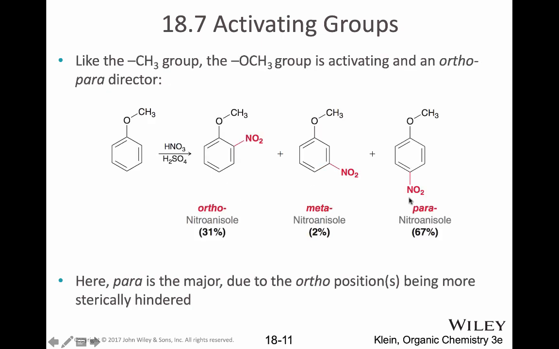In this case, you make more of the para product than the ortho product, because what's thought to happen is that this methoxy group is more sterically hindered. This methoxy group is thought to be fairly big, blocking these 2 ortho positions, right? And so you get more of the para product in this case.